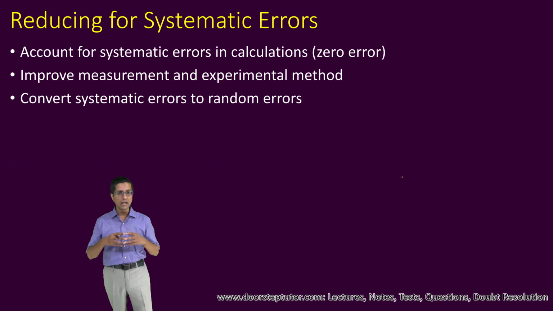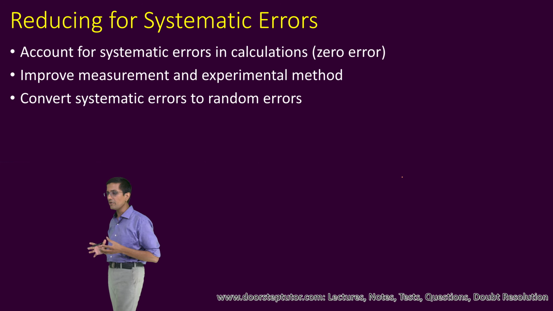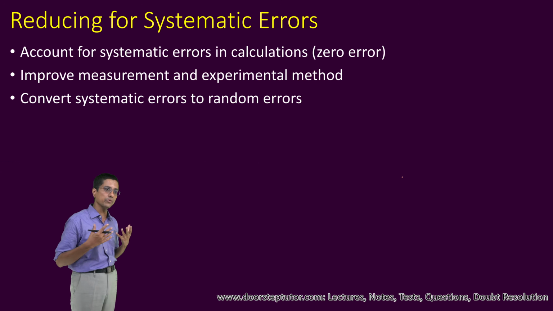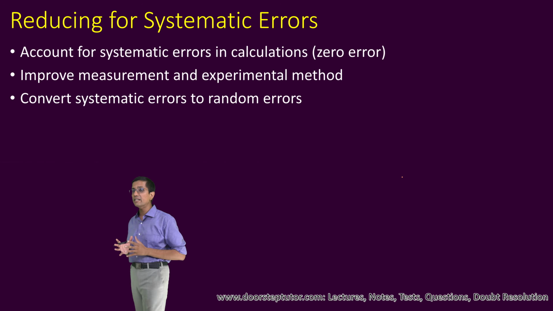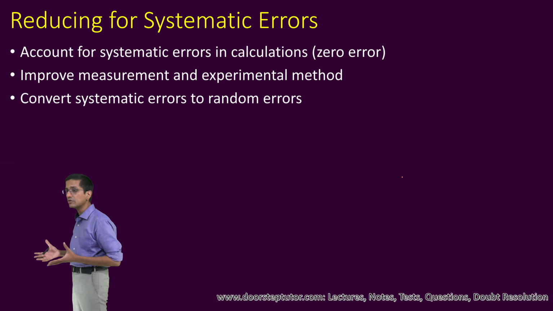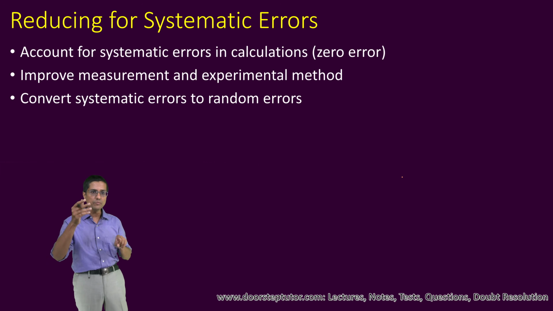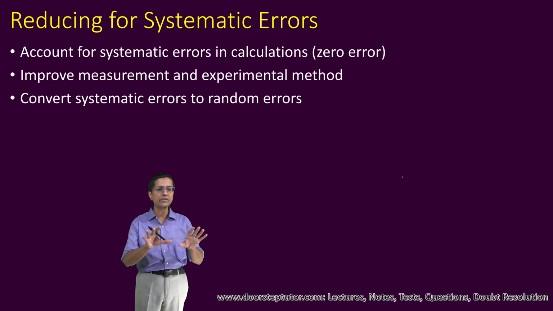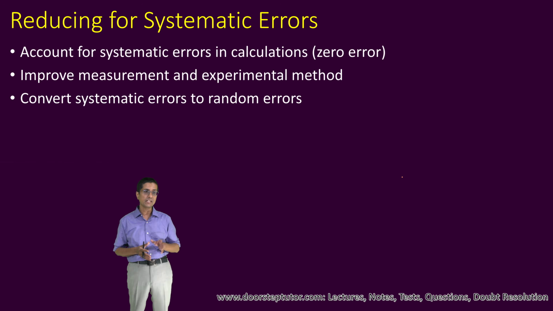The second thing is that we have to take into account systematic errors in our scale. For example, zero error, that we have to always take into account. And the third important method is that we can convert systematic errors to random errors. Because random errors get cancelled across multiple measurements, we cancel those systematic errors across many measurements. We don't remove them, but we somehow cancel them. So that's the third way.